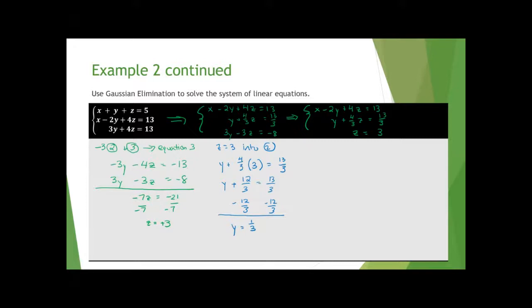So now I have z is 3, y is 1/3. So now we're going to put these into equation 1. So we have z equals 3, y equals 1/3 into equation 1. So we have x minus 2 times y, which is 1/3, plus 4 times z, which is 3, equals 13. So that is x minus 2/3 plus 12 equals 13.